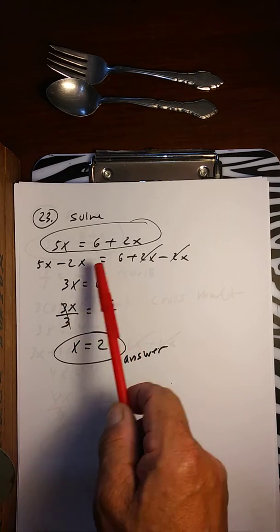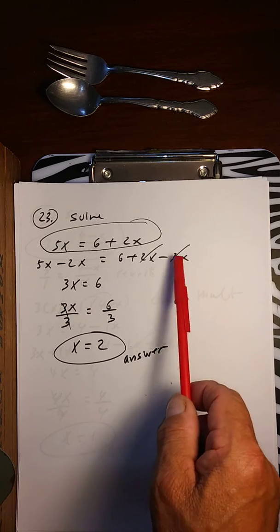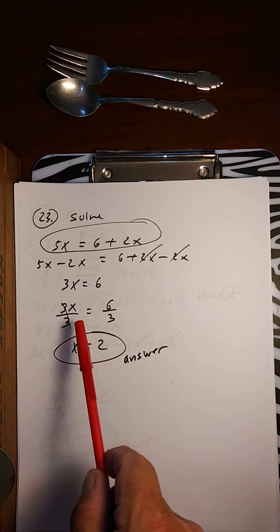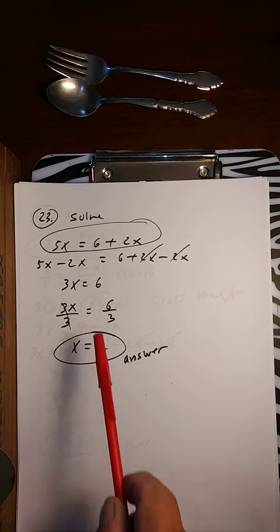5x equals 6 plus 2x, minus 2x, both sides. So now we have 3x equals 6, divided by 3, so x is 2.